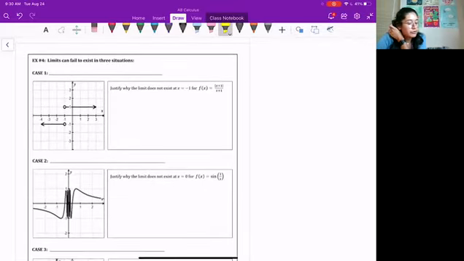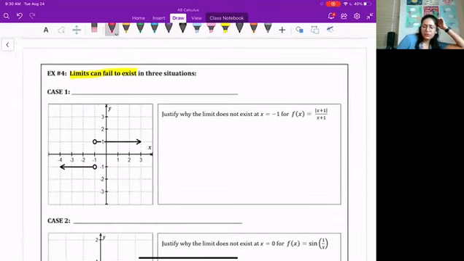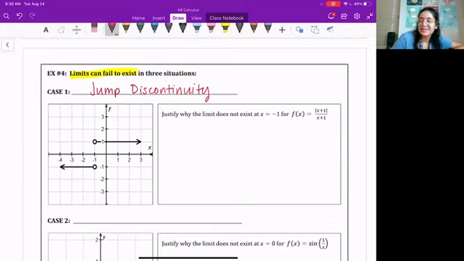All right, but I do want to talk about this example, when limits can fail to exist. Okay, there are 3 main situations where this can happen. Okay, case 1, so this is a type of discontinuity here. This is not removable discontinuity. We call this jump discontinuity. I've also heard it called step discontinuity, same thing. All right, so they say justify why the limit does not exist at x equals -1.